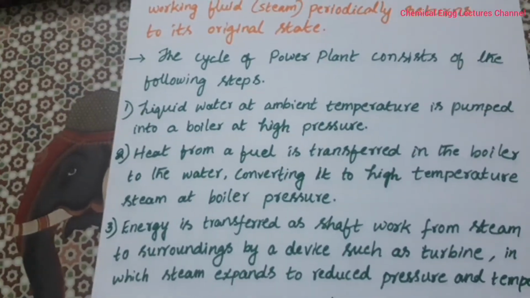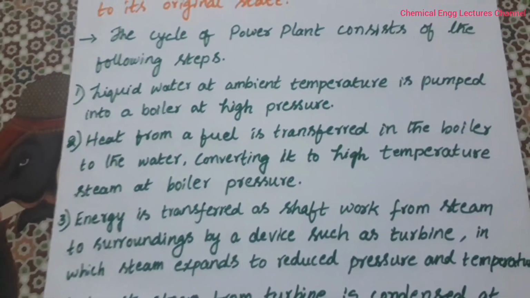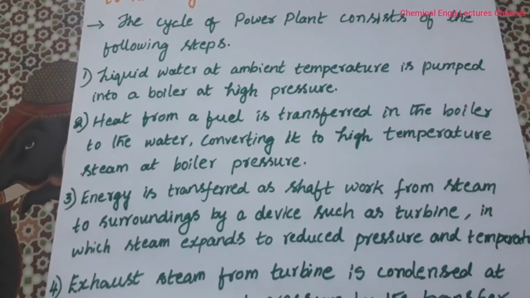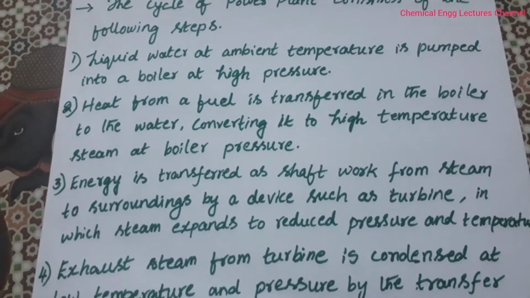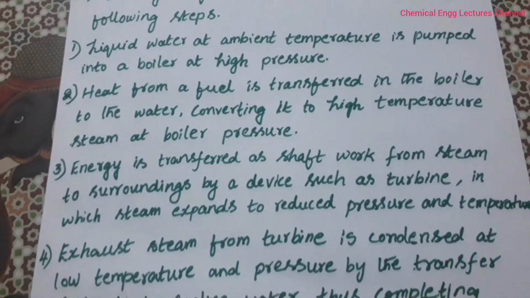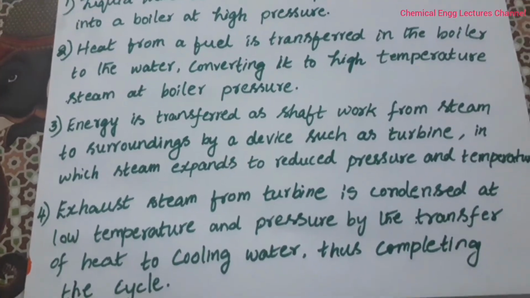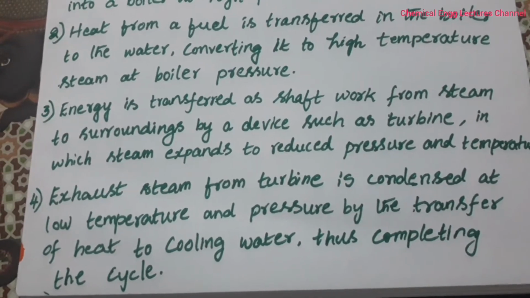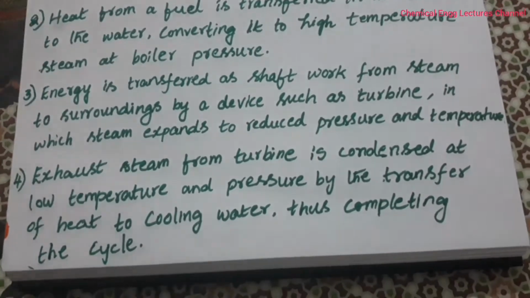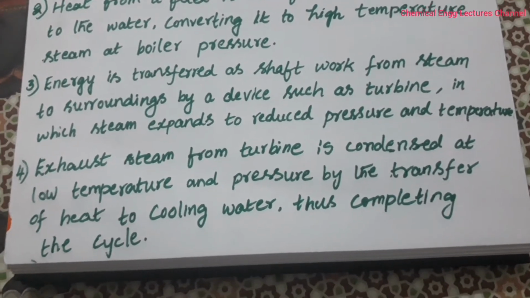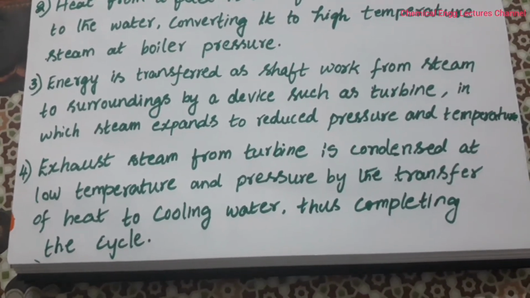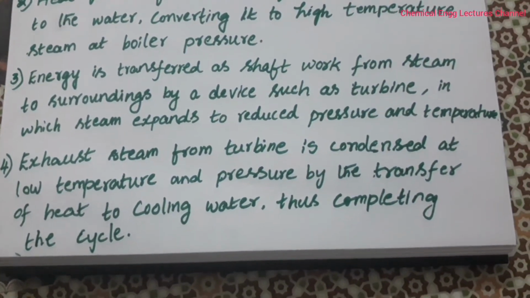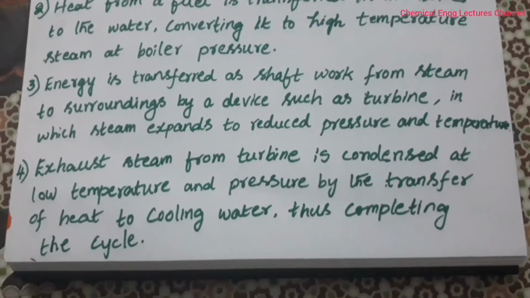The first step is the liquid water at ambient temperature is pumped into the boiler at high pressure. The heat from the fuel is transferred in the boiler to the water, converting it into high temperature steam at boiler pressure. Now the energy is transferred as shaft work from steam to surroundings by a device such as a turbine. In this turbine, the steam expands to reduce pressure and temperature. The exhaust steam from the turbine is condensed at low temperature and pressure by the transfer of heat to the cooling water, and it completes the cycle.